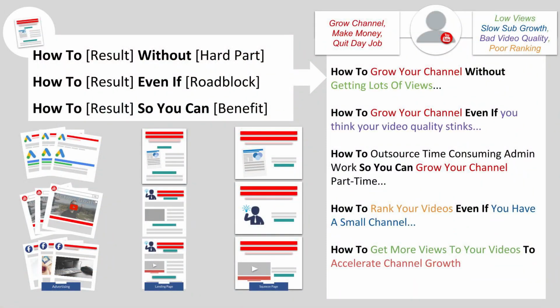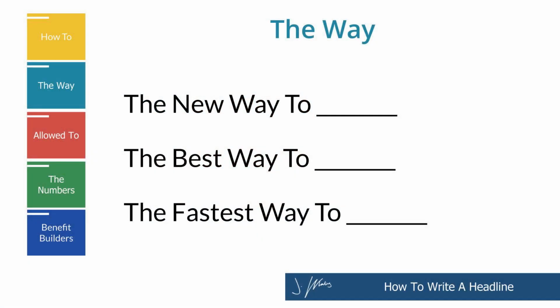Now, to help you out here, let's go ahead and take a look at this diagram where now we're looking at it color-coded. So you can clearly see how we've taken the result and we've taken what is the perceived roadblocks and easily integrated them into this formula. So now let's go through formula number 2, which is the way. We have the new way to, the best way to, and the fastest way to. So these are very straightforward, so let's quickly go through some examples.